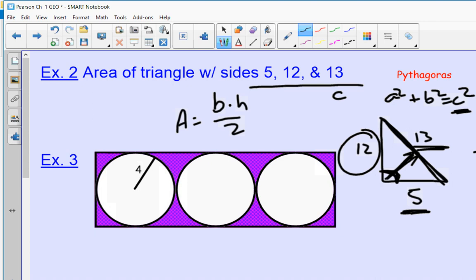Usually on a test, if we gave you a question like that, I would tell you, hey, just use the Pythagorean theorem or draw it so you've got the right thing in the right place, and then use that to help you. Okay. All right.